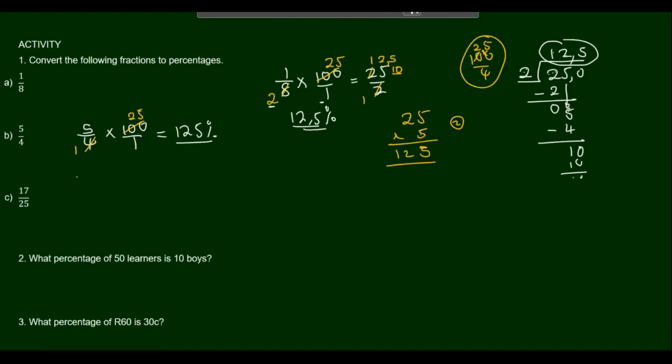And then C, we have 17 over 25. So we multiply by 100 over 1. Then the highest common factor between 25 and 100 is what? 25. So we say 25 divided by 25 is 1. 100 divided by 25 is what? Is 4. Okay. And then 17 times 4, that is 68. So the answer is 68%. If you want to say 17 times 4, 4 times 7, 28, carry 2, then 4 times 1, 4, and then 4 plus 2, 68. So you are getting that.